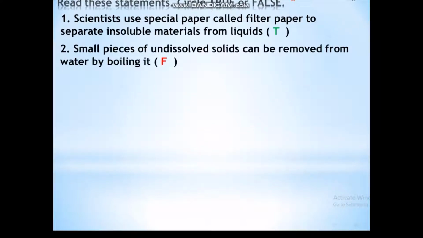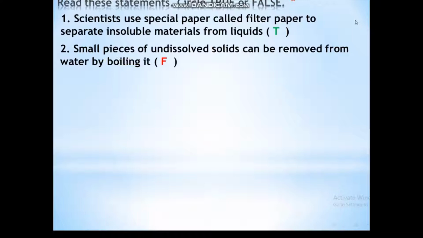Number 1, scientists use special paper called filter paper to separate insoluble materials from liquids. That's true. Number 2, small pieces of undissolved solids can be removed from water by boiling it. That's not true. It's false, because these small pieces of undissolved solids can be removed by filtering.